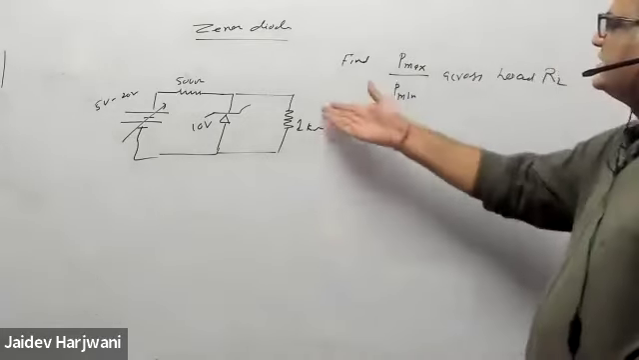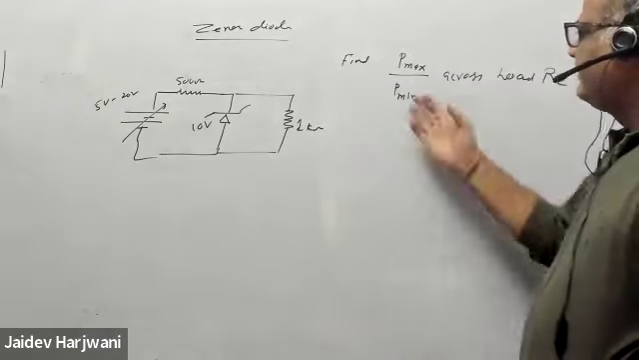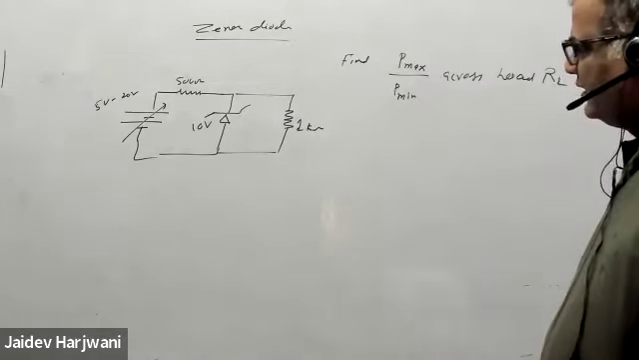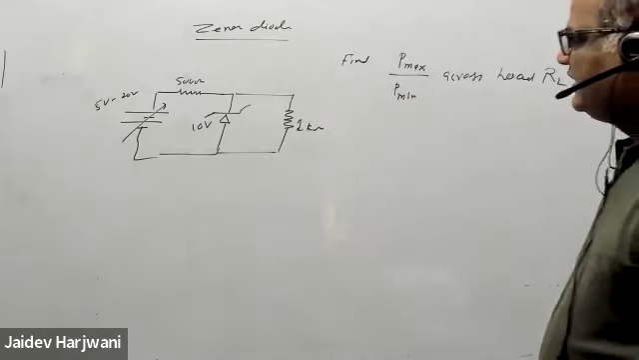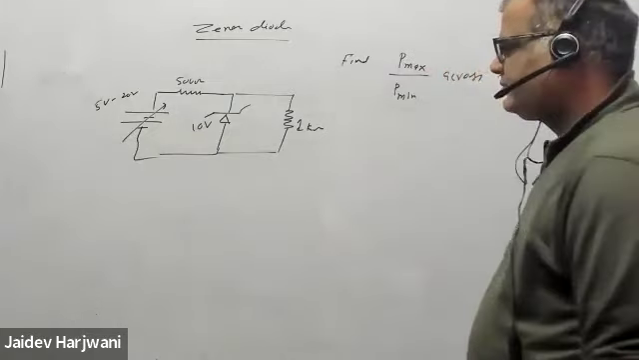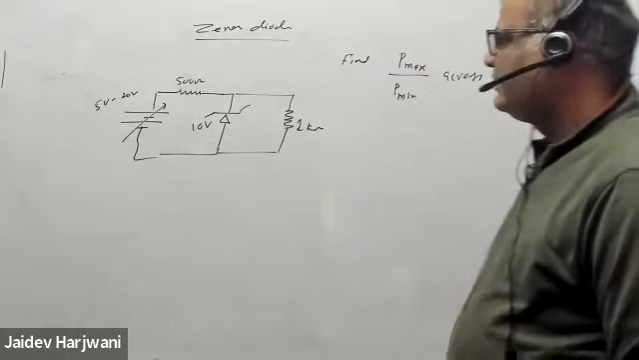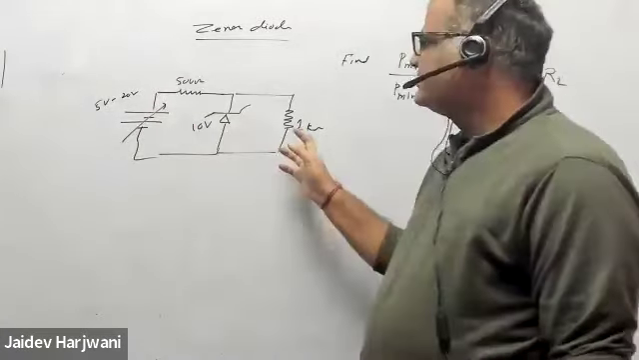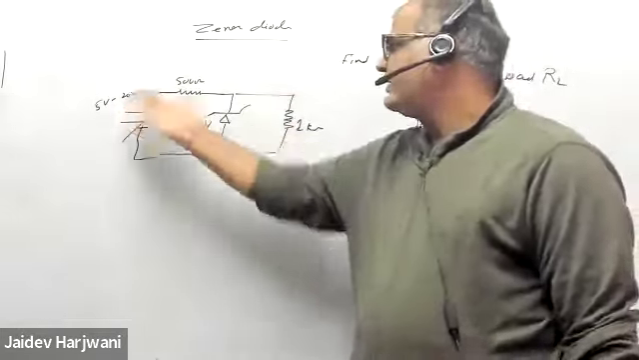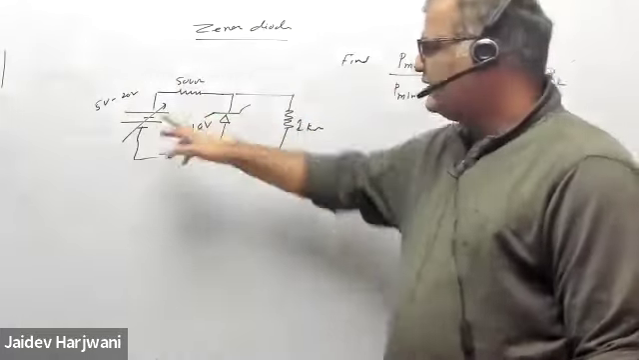If IL is low, that will be P minimum. If IL is max, it will be P max. First of all, we see if I'm applying this 5 volt, what will happen? How much is the current here? And when I'm applying 20 volt, what is the current? That is the only case for max and minimum, because nothing else is varying. Only this is varying.